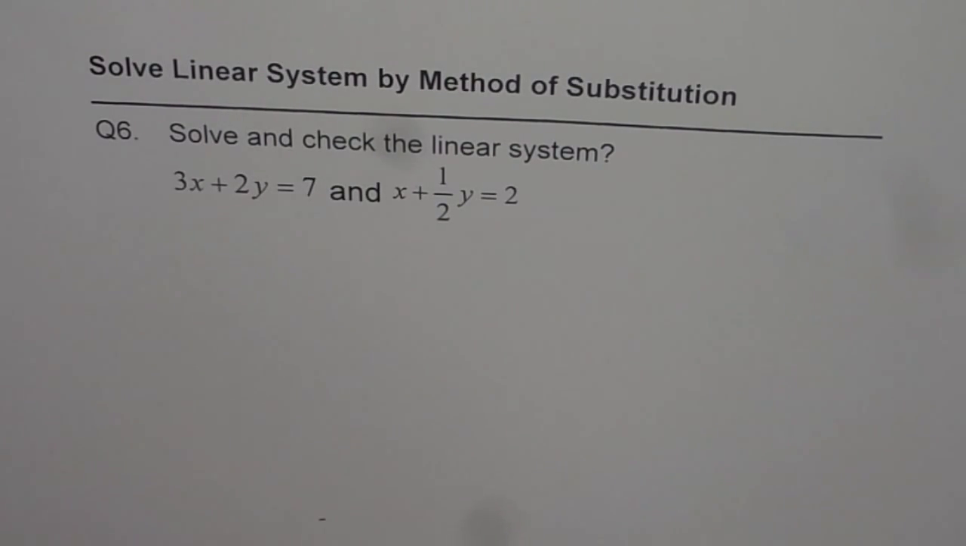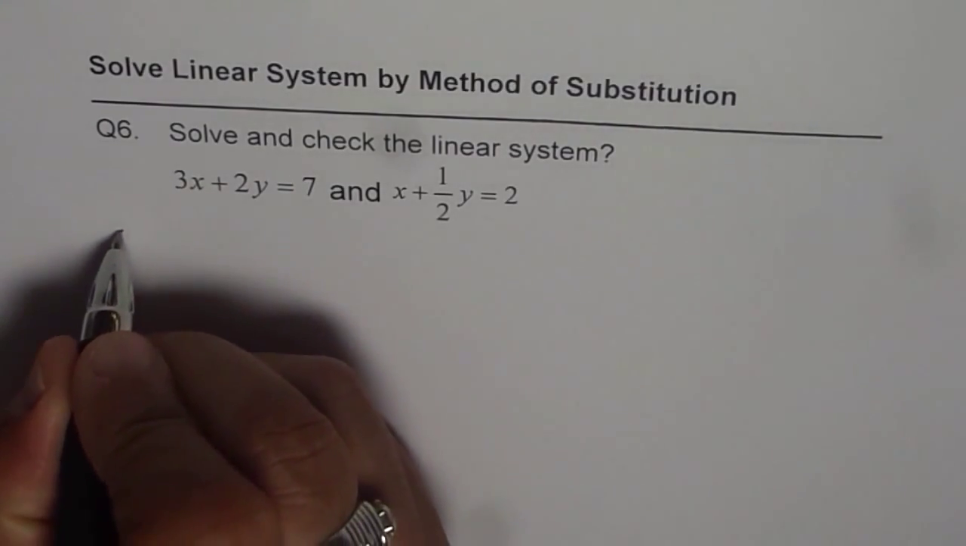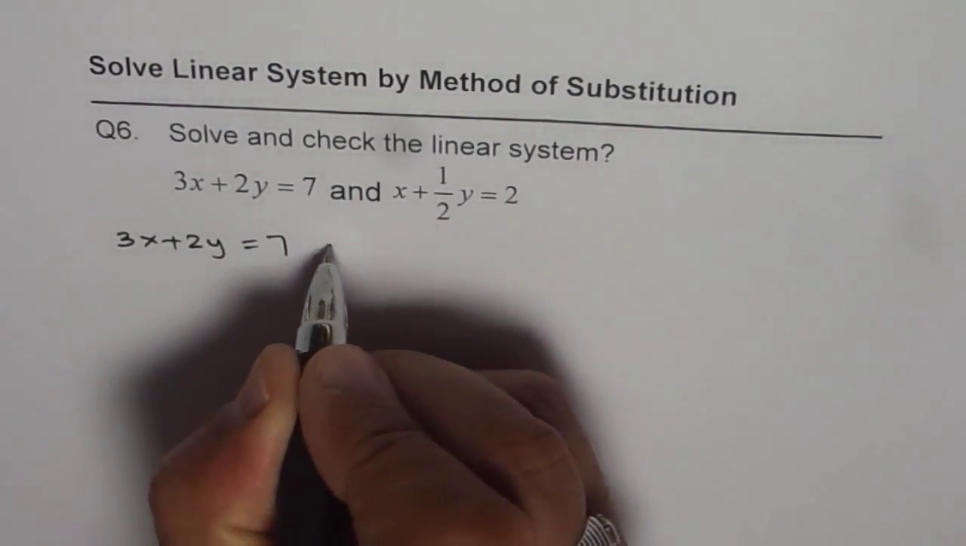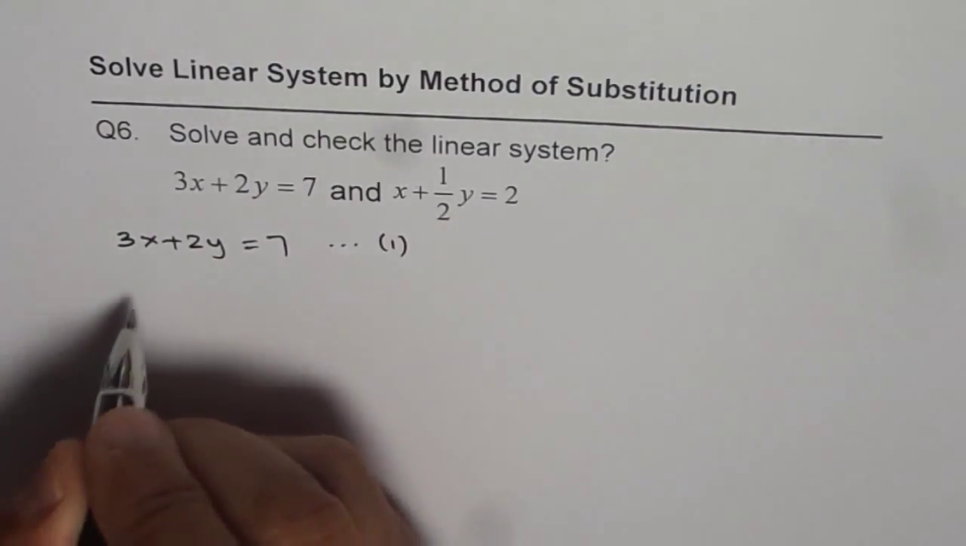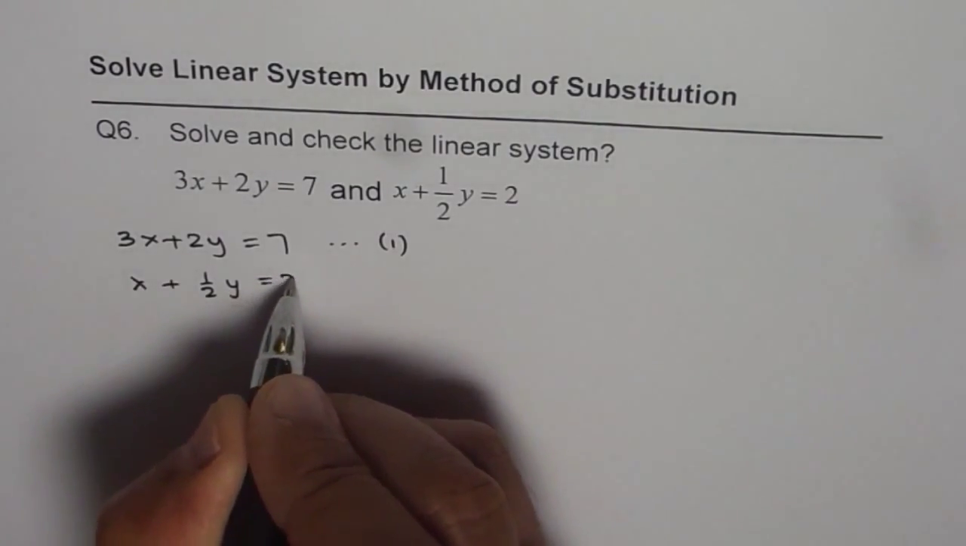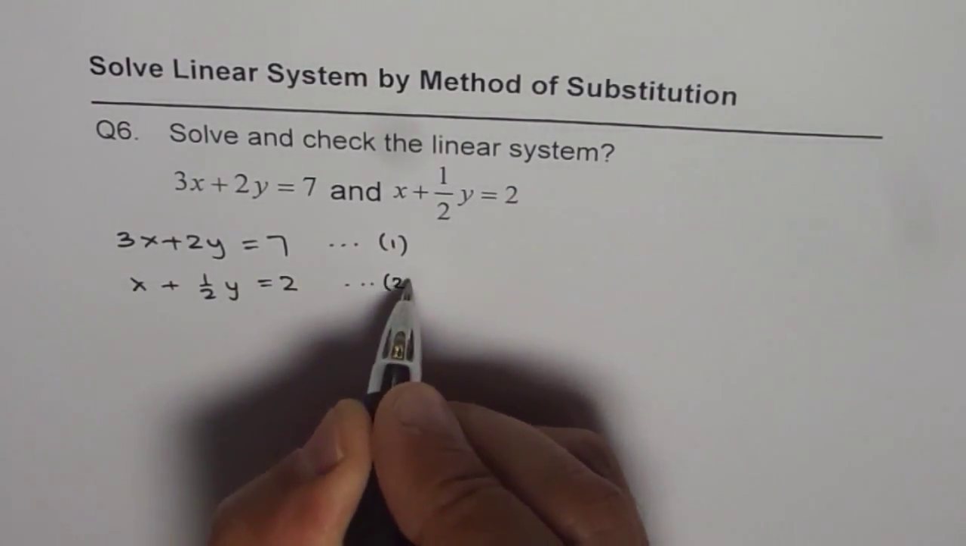Now let us write down these equations and number them. It becomes easier for us to communicate. So the equations given to us are 3x plus 2y equals 7. Let this be equation number 1. And we have x plus half y equals 2, and that is equation number 2.